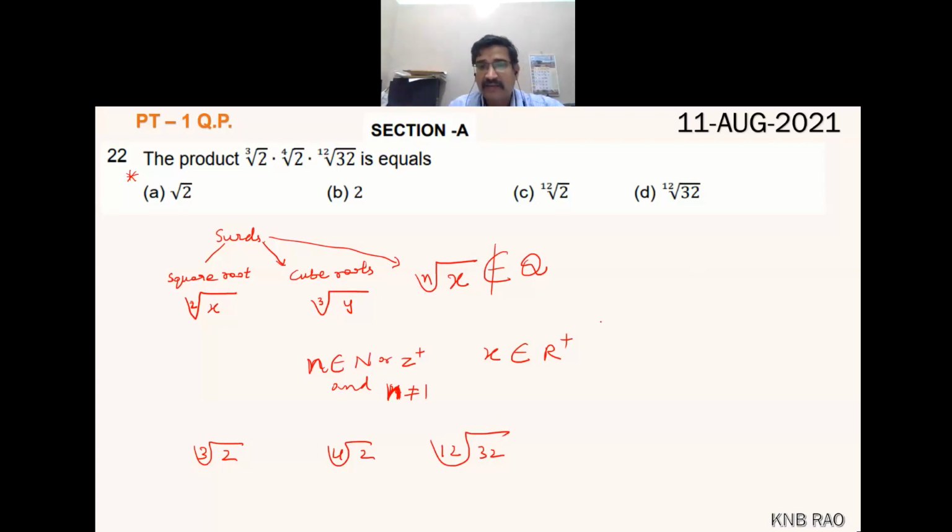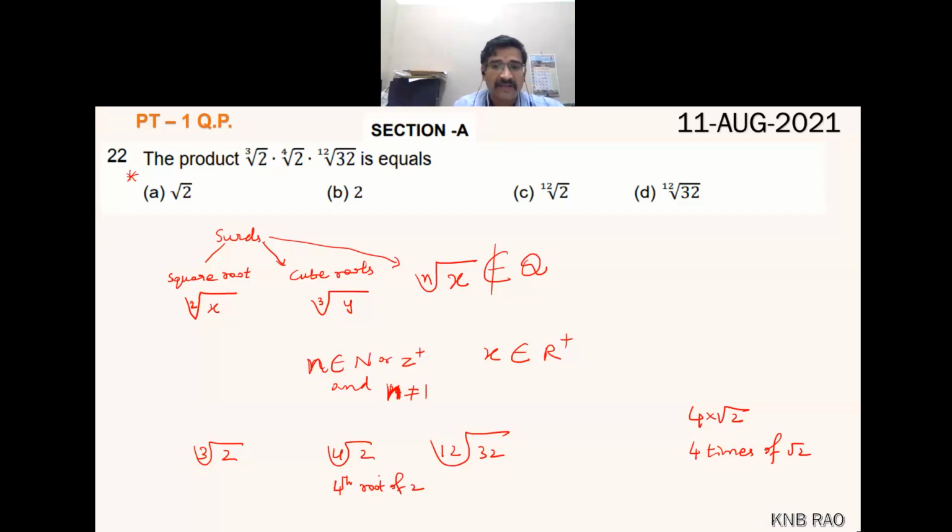They are writing 4 root 2 like this. This is 4 into root 2, 4 root 2. But this is the fourth root of 2. There is a difference between 4 times root 2, which means 4 into root 2, and the fourth root of 2.